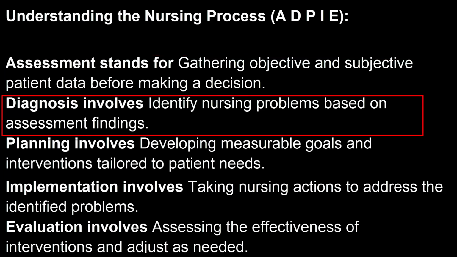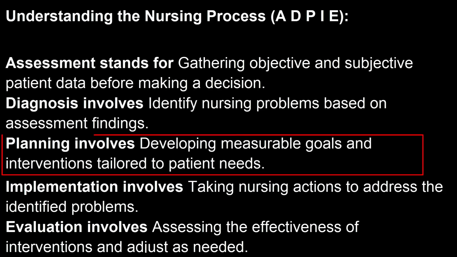Diagnosis. This step involves identifying nursing problems based on the assessment findings. You're recognizing the patient's needs and pinpointing what needs to be addressed to improve their health. Planning. Now we develop measurable goals and interventions tailored to the patient's unique needs. It's about setting clear, achievable objectives and deciding on the most effective care plan.